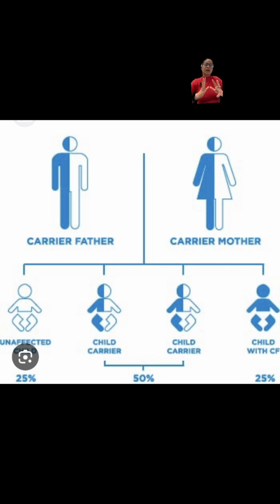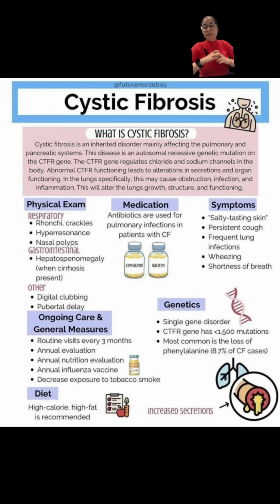You don't have to study this vastly, but you should know how the mutation works. If you want, I can make another video on how the mutation is calculated. Now we will read the definition of cystic fibrosis, which is listed on the screen. Cystic fibrosis is an inherited disorder mainly affecting the pulmonary and pancreatic systems. Overall, it affects the whole body, as I already explained at the start. This disease is an autosomal recessive genetic mutation on the CFTR gene.